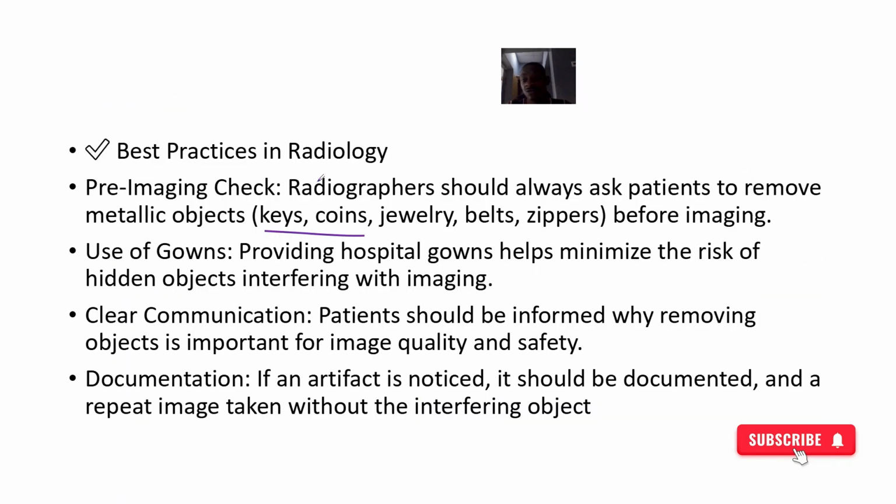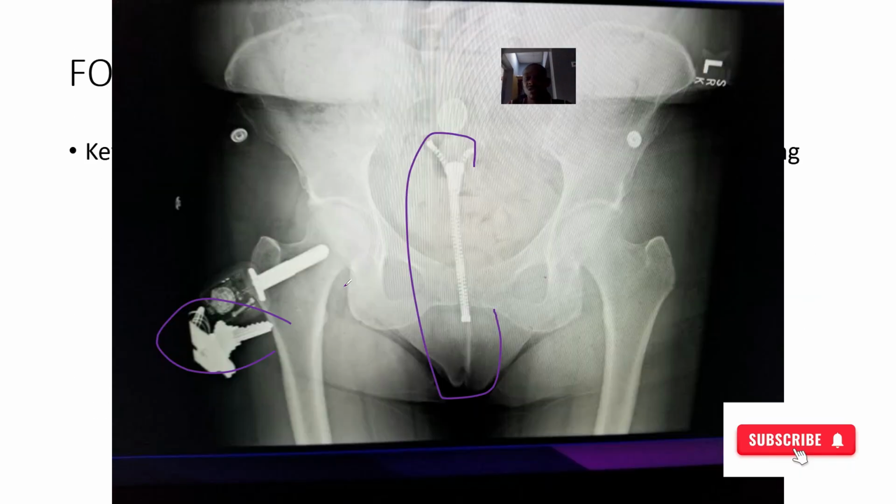Okay, use of gowns. They usually give you an imaging gown, which is mostly disposable after the imaging, so you have to put it on. Then clear communication: the patient must be informed and given reasons why. Do you understand? You don't just command them around, but you actually give them reasons why. If it is noticed, always document a case where you notice this, just like these cases were documented, and we're here still talking about them.